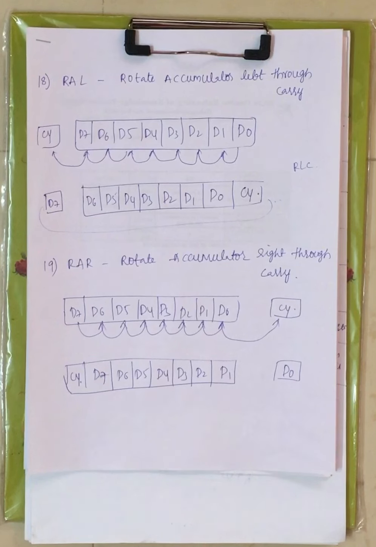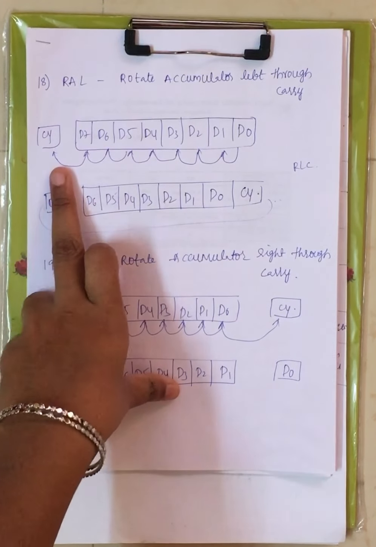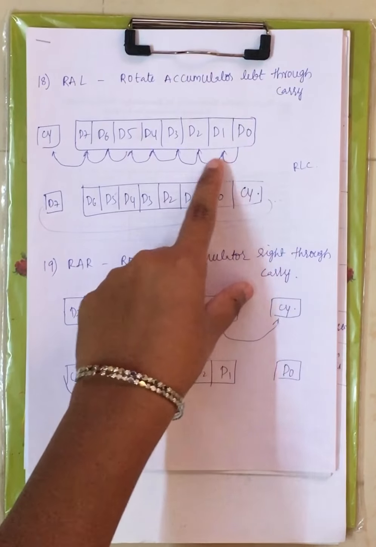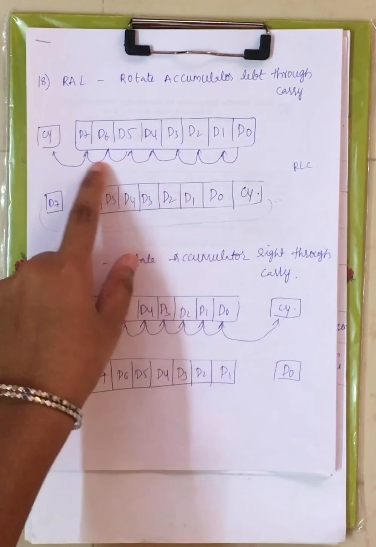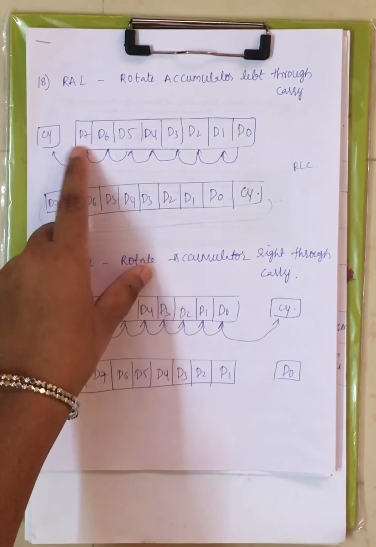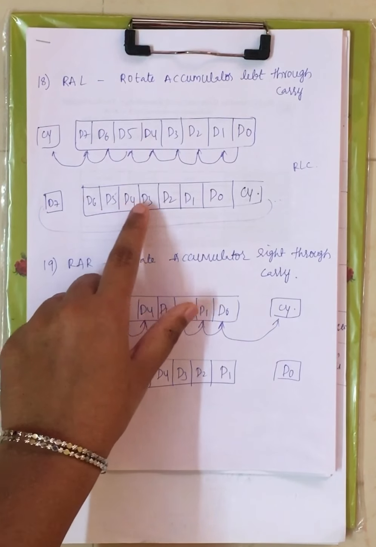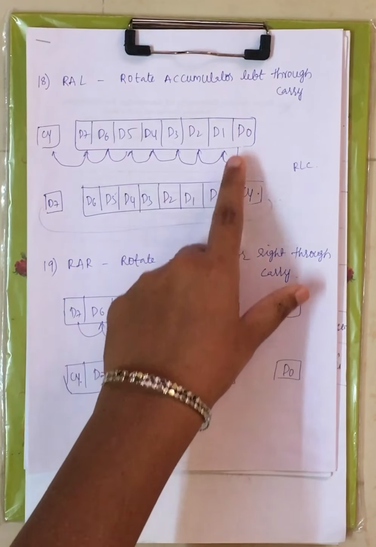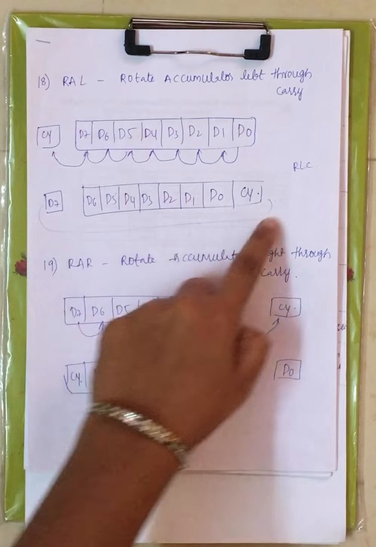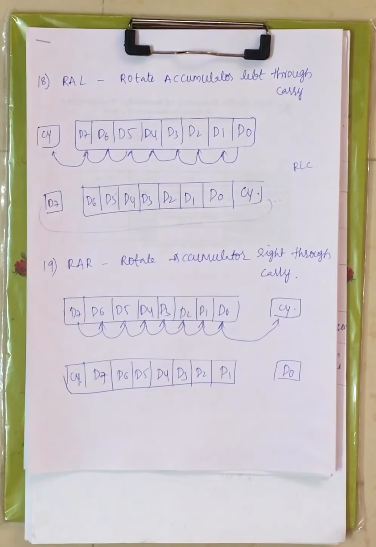Now coming to RAL and RAR, let me briefly explain. RAL indicates rotate accumulator left along with carry. Using this instruction we can shift each bit by one adjacent left position along with carry, right? If you see this example, you are shifting each bit by one adjacent left position. Upon shifting, carry is replaced by D7, D6, D5, D4 and so on, right? And the last bit is replaced with carry, right?